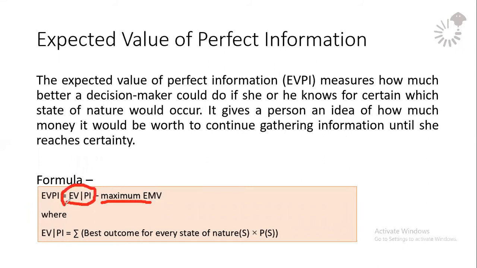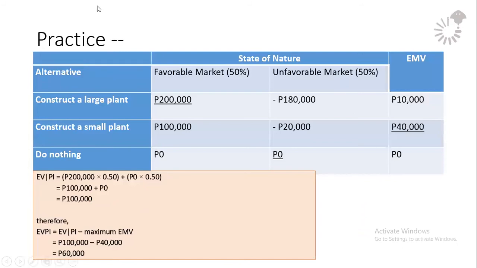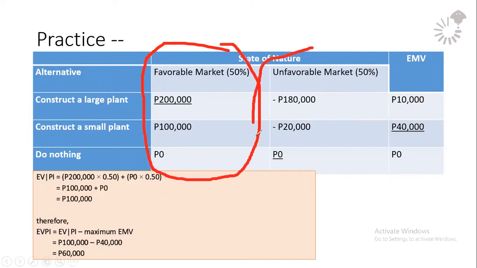First, you have to get the expected value over perfect information. Paano natin kukunin yon? Best outcome of every state of nature multiplied by the probability, and then you get the summation. So we have two state of nature. Kunin mo yung best outcome each, then multiply with the probability, tapos i-add mo sila, and then pag nakuha mo yon minus the maximum EMV. We have two state of natures. What is the best outcome for this state of nature, and what is the best outcome of this state of nature?